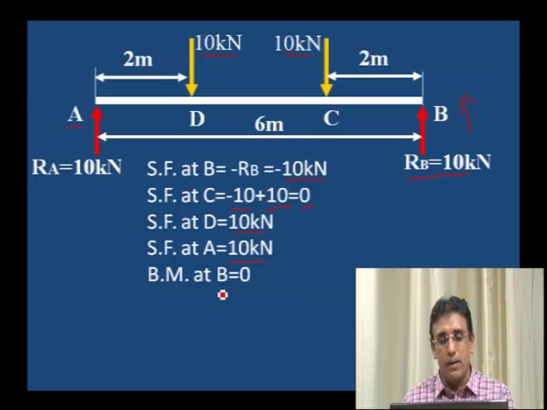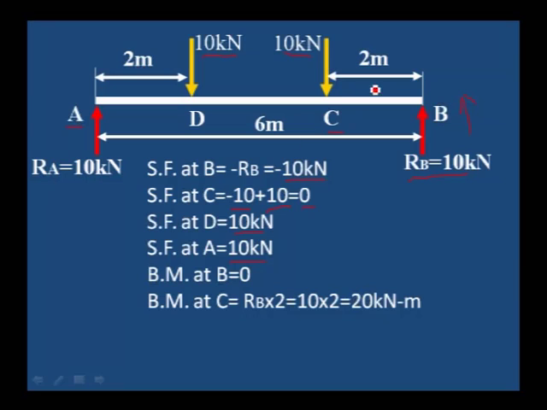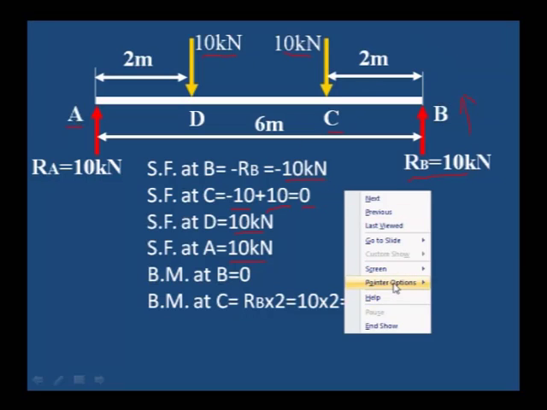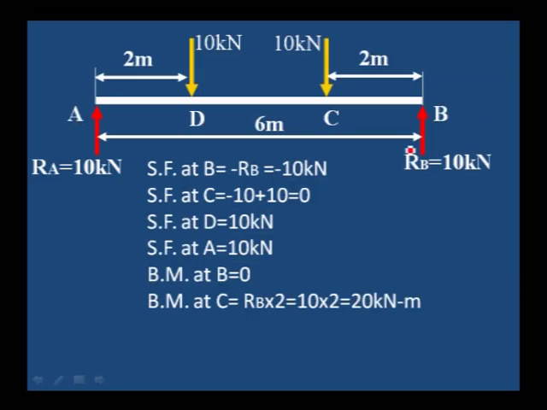Next, bending moment. Bending moment at B is equal to 0. For a simply supported beam, bending moment at the supports is 0. Bending moment at C point: the force is RB, and the distance is 2 meter. We are taking the moment about C, RB into 2, 10 into 2, that is 20 kilonewton meter at C.